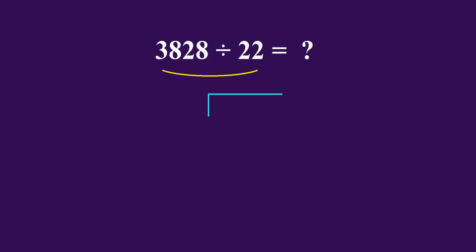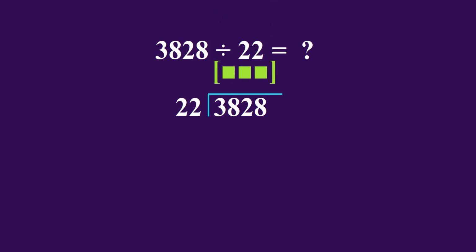First, we draw the division bracket, then move 3828 inside the bracket. This is the total we are dividing. Finally, move 22 to the left of the bracket. This is our divisor. The answer to our division will be written right here on top of the bracket. This is called the quotient.